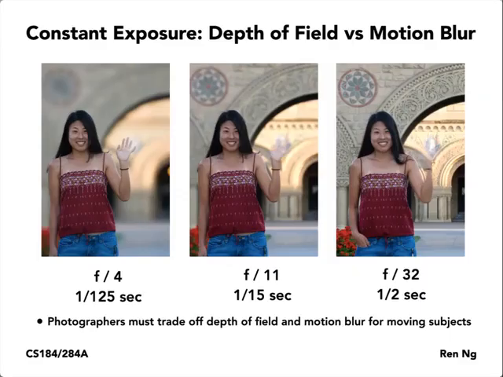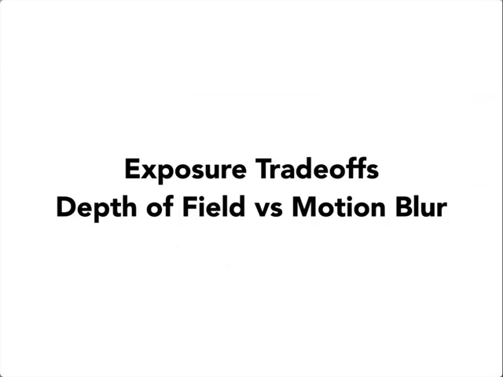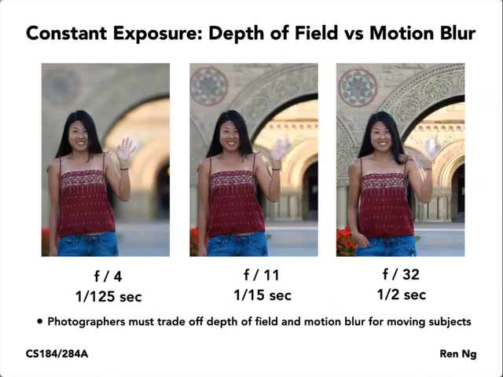Okay, exposure trade-offs, depth of field versus motion blur. This is a big topic. Okay, exposure trade-offs in photography, that is, we're going to trade off the depth of field, which is how much of the depths in the world look sharp in the photo we get, versus how much motion blur we get. Now, why does this show up? I mentioned this last time in exposures.